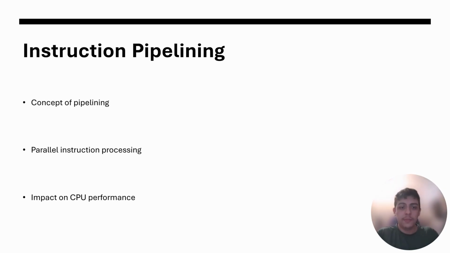All right, next we'll be talking about instruction pipelining. This is a technique used in modern processors to improve performance by allowing multiple instructions to be processed at different stages simultaneously. Instead of waiting for one instruction to complete before starting the next, pipelining divides the instruction execution into different stages so that several instructions can be in progress at the same time. This approach significantly increases the instruction throughput and improves CPU efficiency. By overlapping the different stages of execution, the processor can complete more instructions within a shorter period of time, leading to better overall system performance.